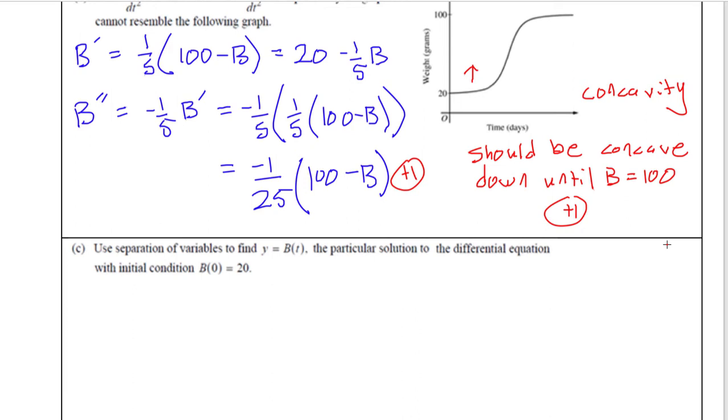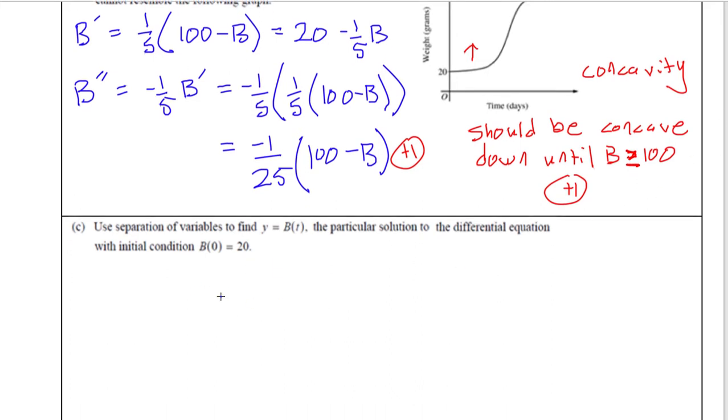Never mind. I was thinking, shouldn't it be until B is greater than or equal to 100? Yeah, I was thinking about that too when I wrote it. Yes, at 100 you're still not the right concavity. Yes, I like when students are formal, not pedantic.